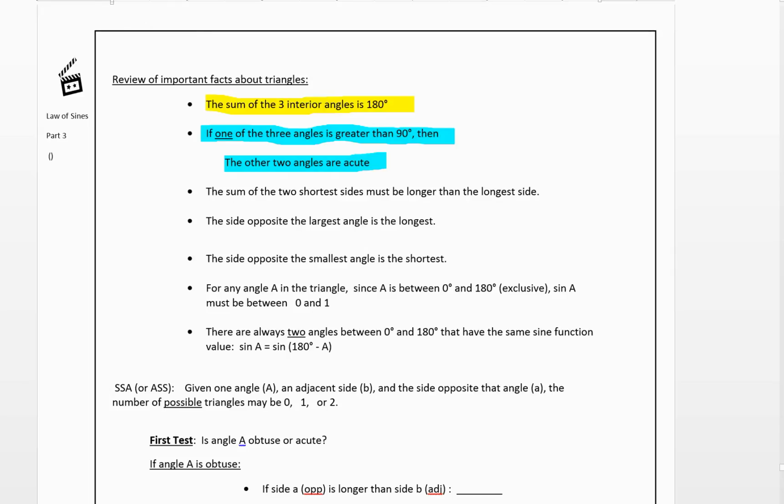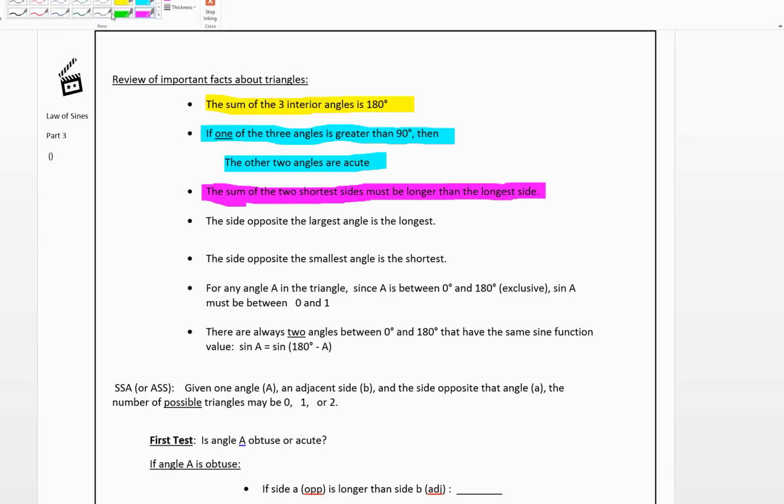Okay. Here's a fact that's important about triangles. The sum of the two shortest sides must be longer than the longest side. So if you take the two shorter sides of a triangle and add them up, that has to be bigger than the biggest side.